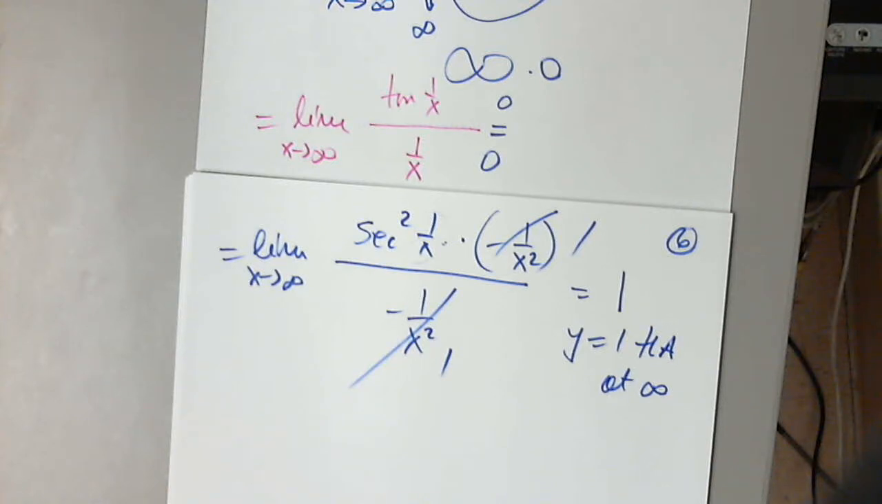Secant squared goes to 1. Yes. Remember, secant is 1/cosine. Okay. That's why I'm not even asking you to think in terms of anything else but sine cosine. Since secant is 1/cosine and cosine goes to 1 when x approaches 0, so it's 1/1. Correct.